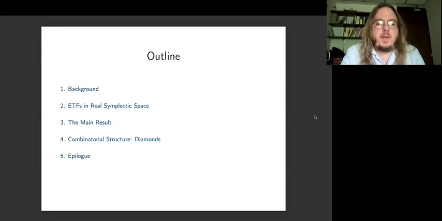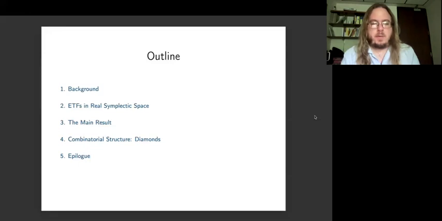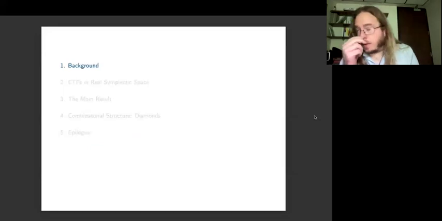And part of this proof is kind of tricky. And so we're going to need to identify some combinatorial structure behind ETFs in real symplectic space. And by doing this and leveraging it, we can finish this proof. And at the end, I have something called an epilogue. And this is just a couple slides that will tie up some of the discussion that we have along the way. So first, I want to start with some background.